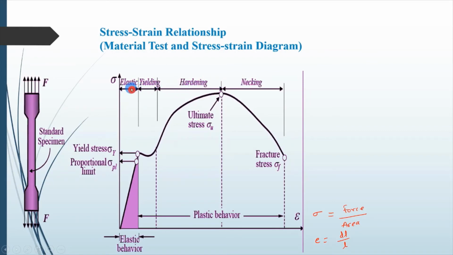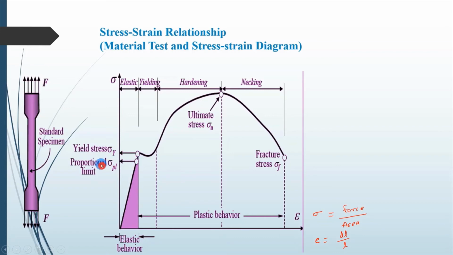Within this portion, the material will act as an elastic material. Then we'll observe some yielding in this region. After that, we'll observe strain hardening in this region, and lastly, after this point, we'll have necking. That means there will be a reduction in the cross section area of this standard specimen, and after that we'll get the fracture point. We'll see the important points on the stress strain curve.